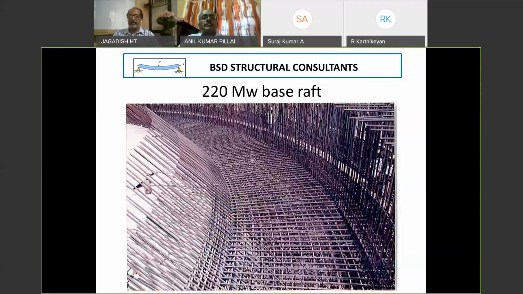This is a base raft, reinforcement visible for the base raft of 220 megawatt. In earlier days we were using 45 mm diameter rods, but now, because 45 is not normally being produced, we have changed to 36. The spacing has been accordingly adjusted. Here the reinforcement is circumferential and radial, because this is a circular raft. And this depressed portion, what you see here, is the stressing gallery part, for stressing vertical cables. That gallery is going to come in this particular depressed portion of the raft.